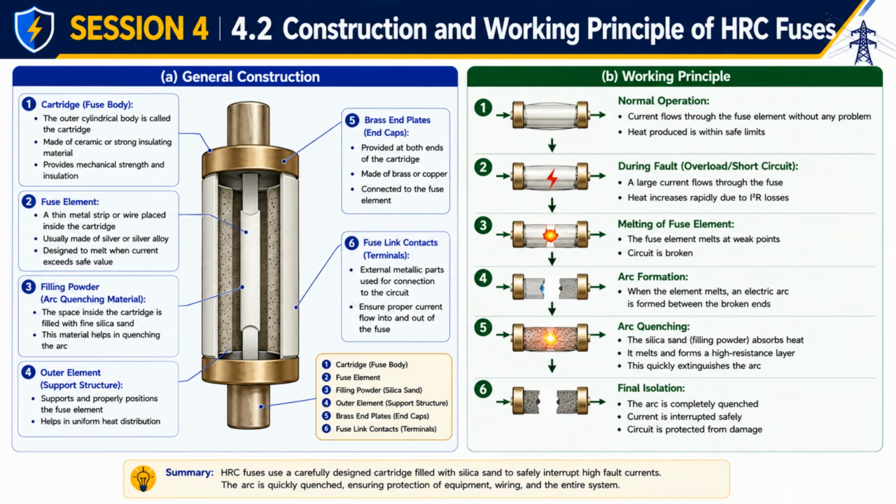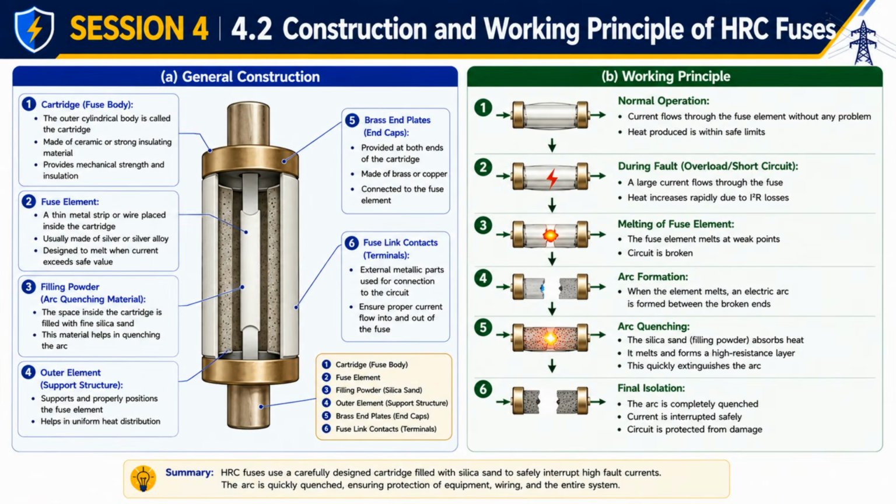4. Outer element. Support structure. It supports the fuse element inside the cartridge. 5. Brass end plates. Brass end plates are provided at both ends. 6. Fuse link contacts. These are the external terminals of the fuse. They provide proper electrical connection to the circuit.